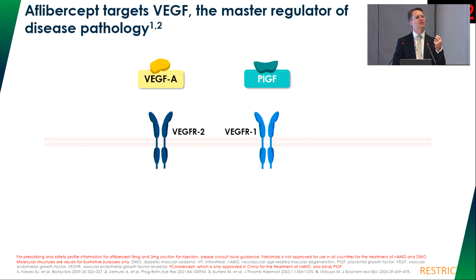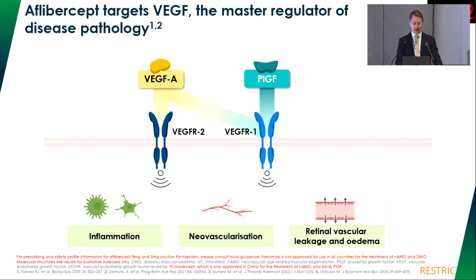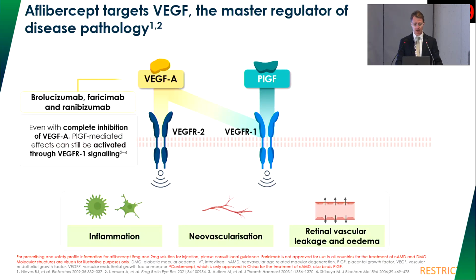So let's talk about the VEGF pathway. The 2 principal pathways are the VEGF-A pathway through VEGF receptor 2, and placental growth factor, which acts through VEGF receptor 1. Both of those mediate inflammation, neovascularization, and retinal vascular leakage, which are the main reasons why we get vision loss in these retinovascular diseases.